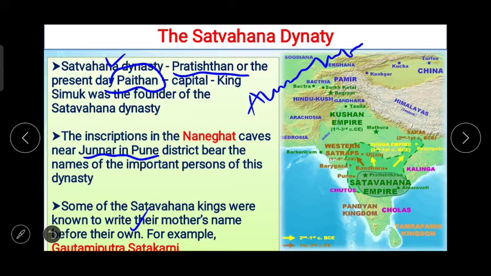तो इन दैट पीरियड ऐसी भी कुछ जगहें थीं, जहाँ ये ट्रेडिशन था कि अपने नाम के साथ माँ का नाम लगाना. Some of the Satavahana kings were known to write their mother's name before their own. For example, गौतमी पुत्र सातकर्णी, मतलब ये सातकर्णी जो किंग है वो गौतमी का पुत्र है, गौतमी उनकी मदर है. Here on the screen you can see the Satavahana Empire. This one is Pune. This is Pratishthan or today's Paithan.